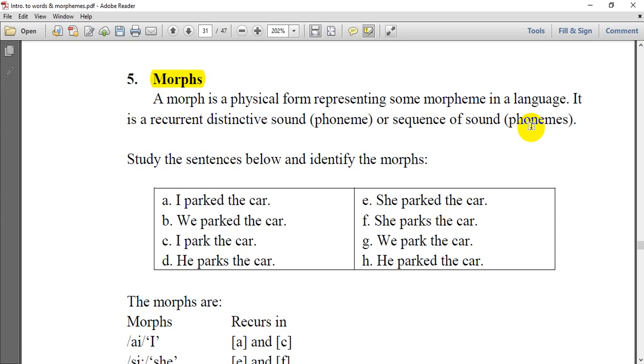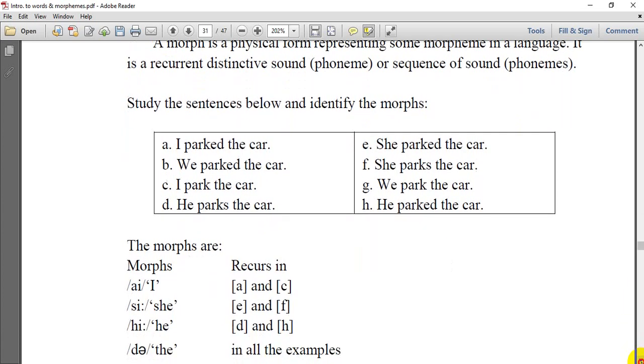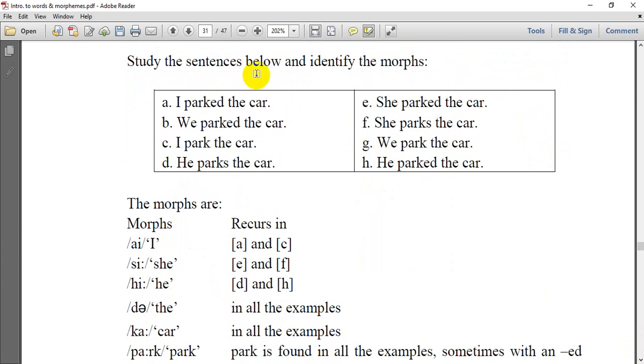Here we have an exercise about that. Study the example about morphs. Study the sentences below and identify the morphs.